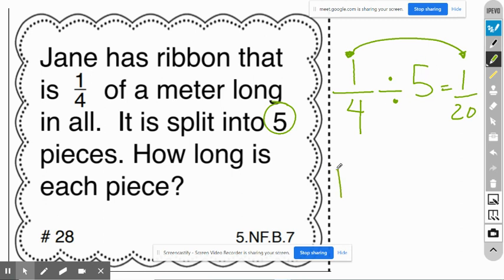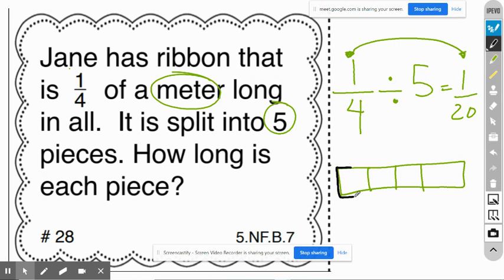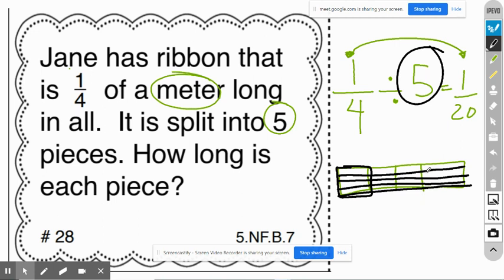So 1/4, right? So I have to have a fourth. Even though this is the whole meter, she doesn't have a whole meter. She has only 1/4 of it. So this is the only part she has, this here. Okay, this is the only thing she has, and this is what she's dividing into 5 pieces. So she cuts this into 5, but look at this. I already go all the way. And then how long is each piece? So one piece here is 1 out of 20.